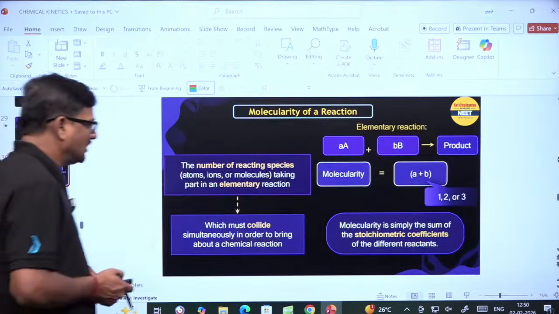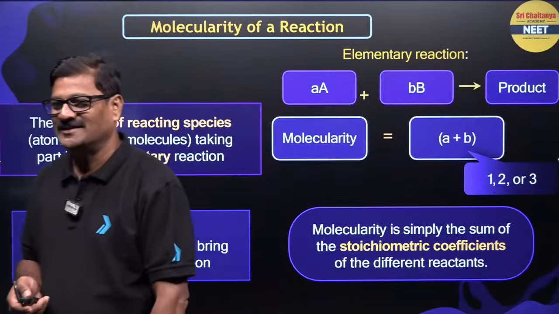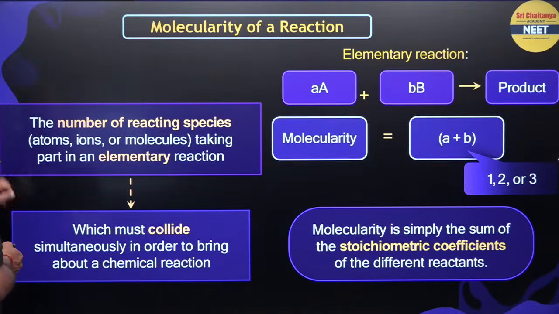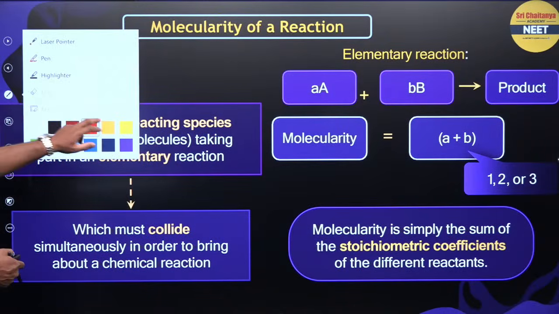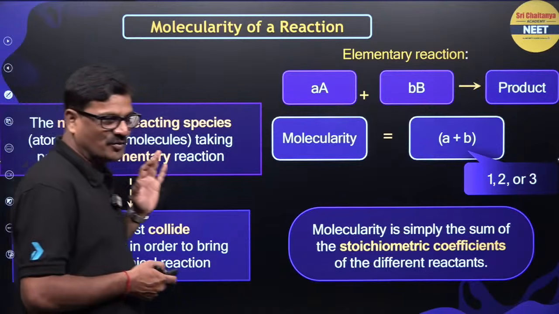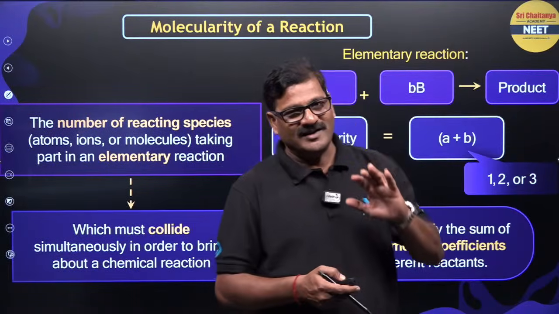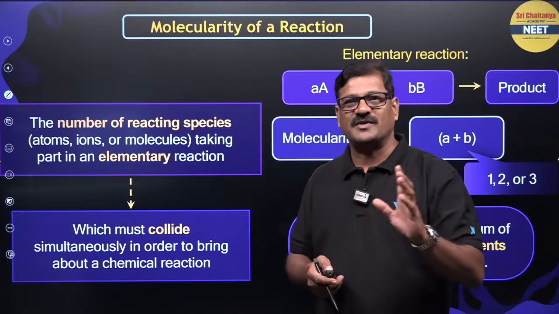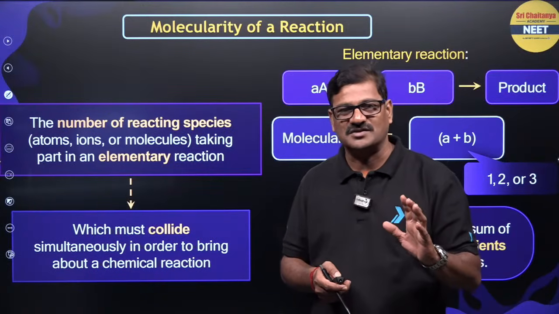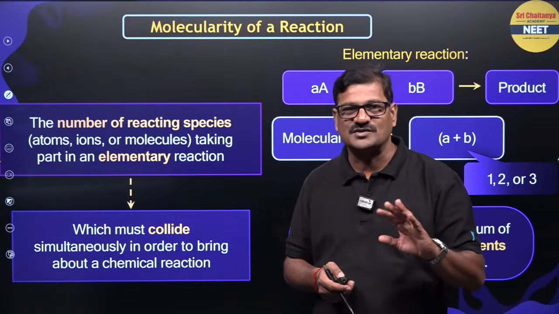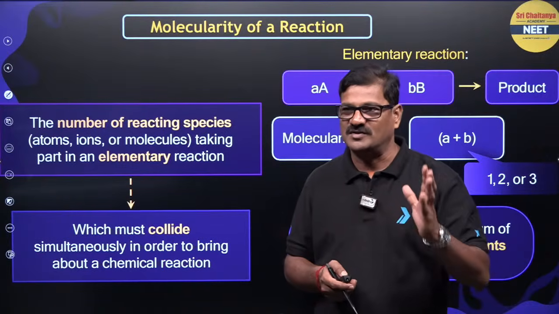Now, molecularity of the reaction. You have two types of reactions. One is elementary reaction, another one is complex reaction. Elementary reaction is the one that happens in a single step, that is called elementary reaction, and complex reaction is the reaction which takes place in multiple steps.